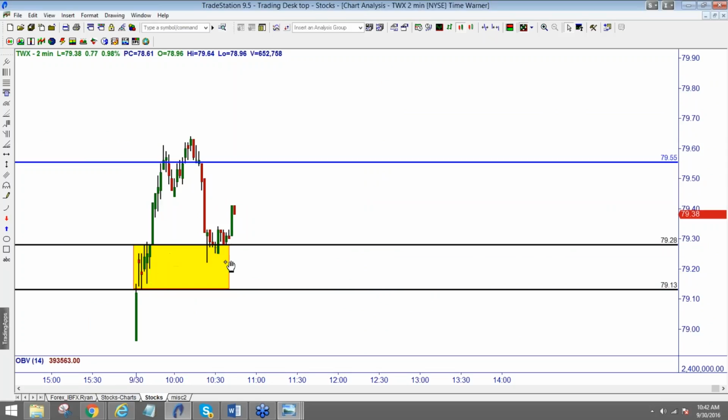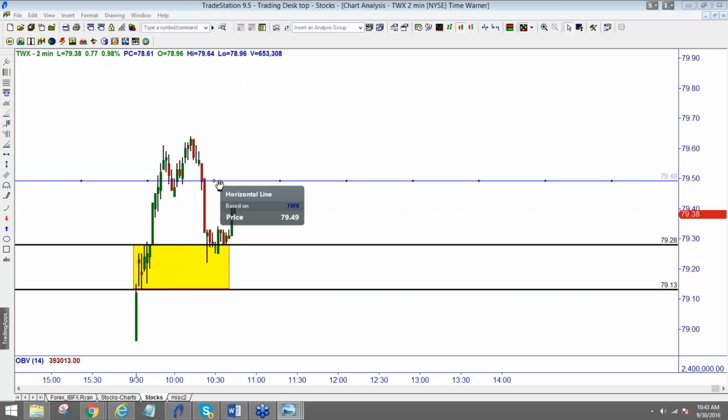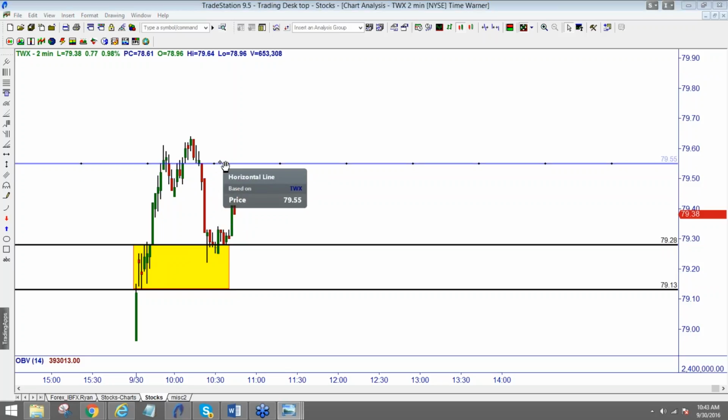Time Warner is moving. Got entry a couple minutes ago. It's pretty bullish right there. Now we just need to get up until our target. You could take profits a little sooner. I like this guy right in here. But it just kind of depends on how much you're looking for out of the trade.